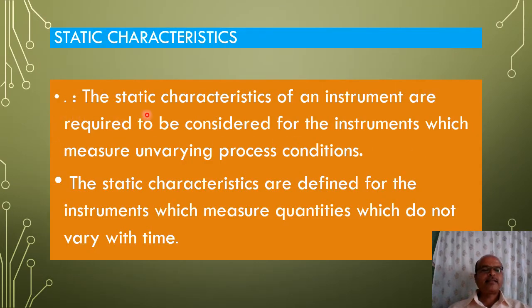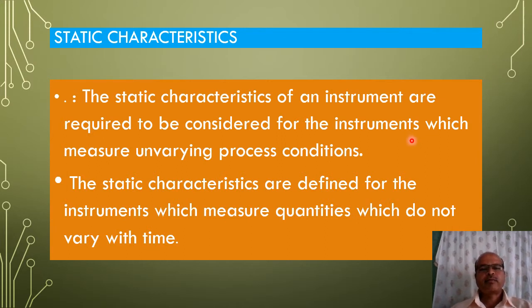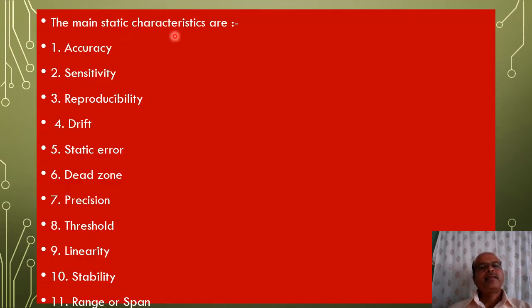First, static characteristics. Static characteristics of an instrument are required to be considered for instruments which measure unvarying process conditions. The static characteristics are defined for instruments which measure quantities which do not vary with time. Then the main static characteristics are accuracy, sensitivity, reproducibility, drift, static error, dead zone, precision, threshold, linearity, stability, range or span. So these are the n number of static characteristics.